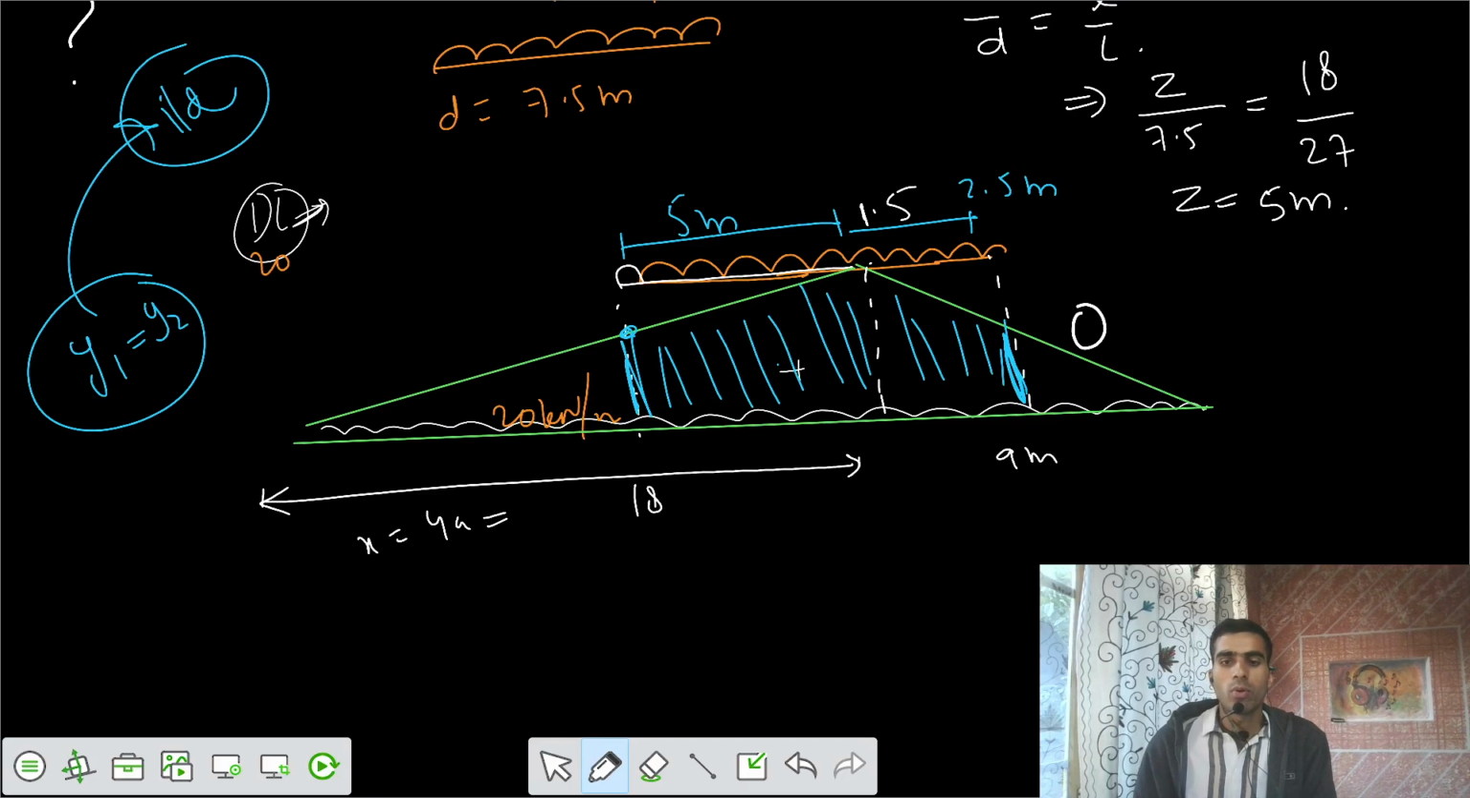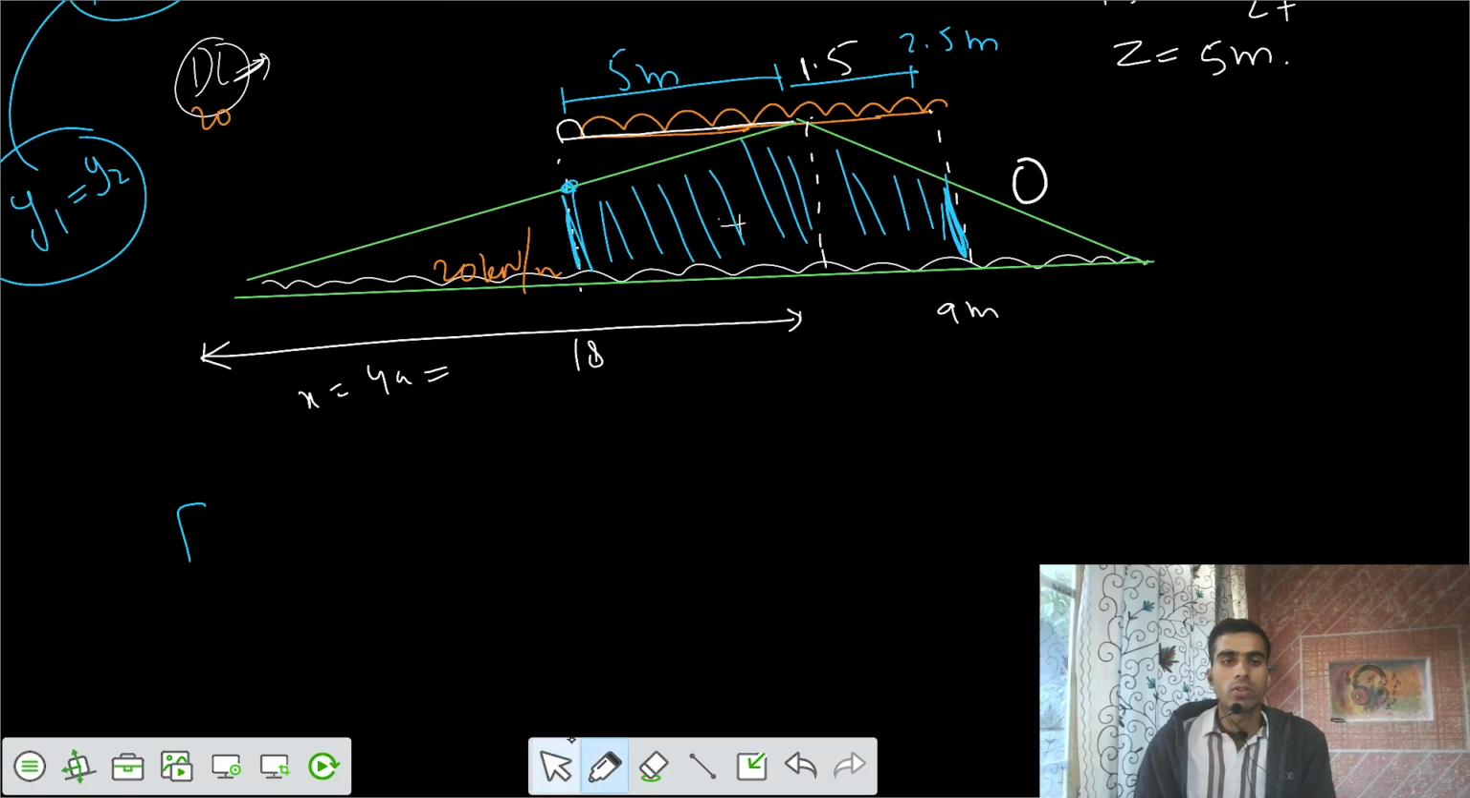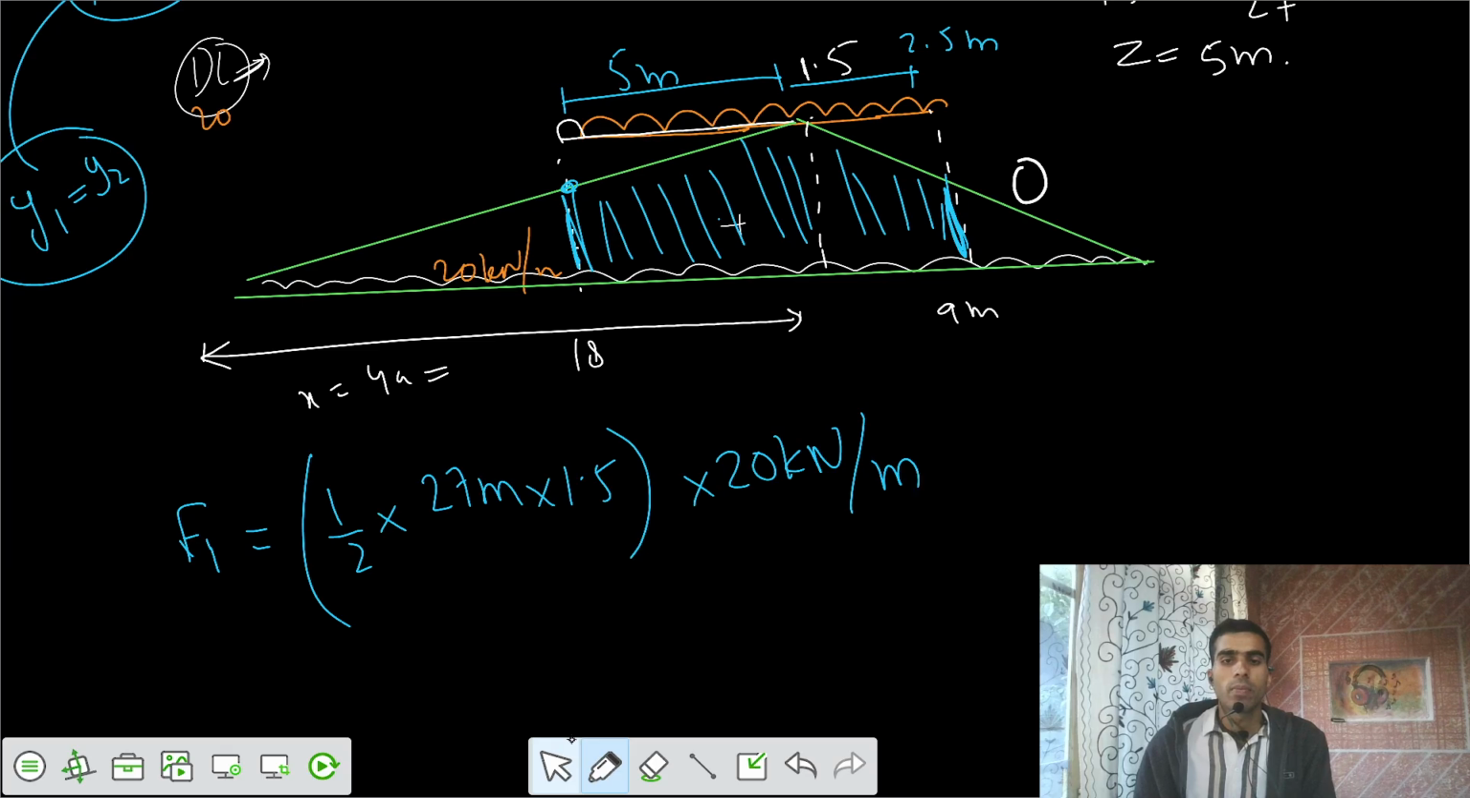So I would say total force F1 equals, let's contribute because of the dead load. Because of the dead load, area under the curve is 1 by 2, total length is 27 meter, and peak ordinate is 1.5, and you have to multiply that by the dead load intensity. Now because of the live load, you can directly say this is 1 by 2 sum of parallel sides. We have to get this ordinate.